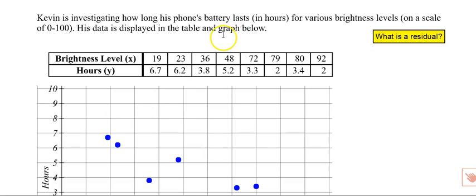So first we have a context where there's someone who is investigating how long a phone's battery is going to last depending on the brightness level. So we gather data, and for various brightness level settings, we have how many hours the phone has lasted.